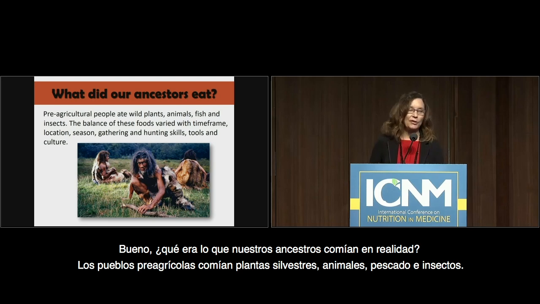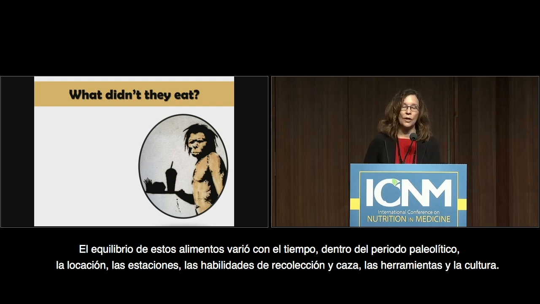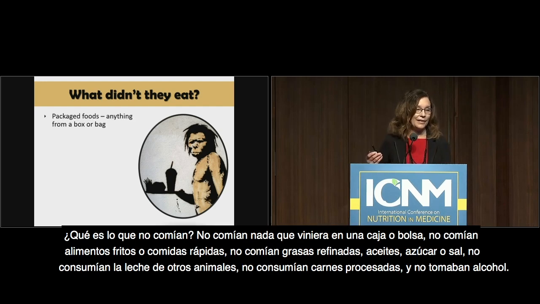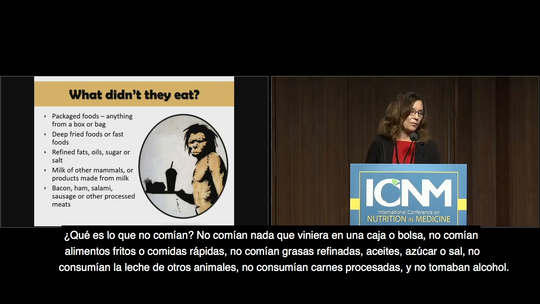So pre-agricultural people, of course, ate wild plants, animals, fish, insects. The balance of these foods varied with time frame within the Paleolithic period, location, season, gathering and hunting skills, tools, and culture. Well, what didn't they eat? Well, they didn't eat anything from a box or bag. They didn't eat deep fried or fast foods. They didn't eat refined oil, sugar, or salt. They didn't consume the milk of other mammals. They didn't consume processed meats, and they didn't drink any alcohol.